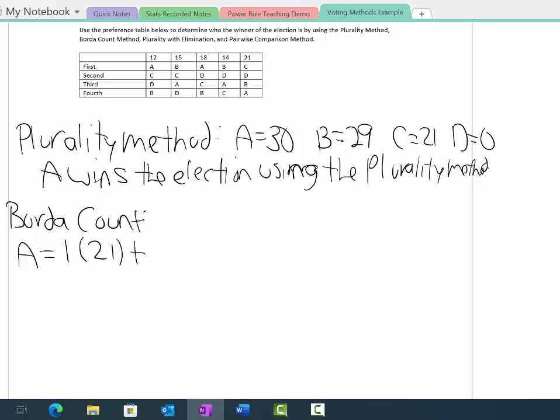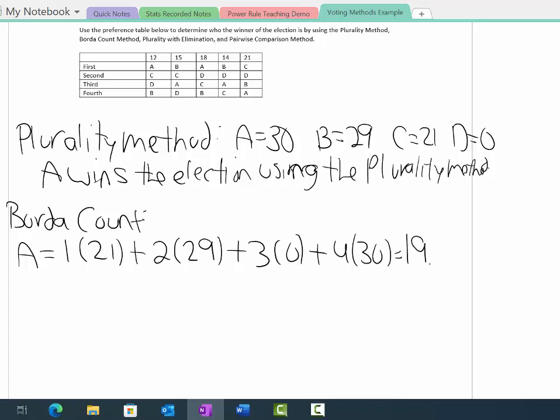Plus, how many third place votes? That's 15 plus 14, that's 29. So you get 2 points for every third place vote. Plus second place, that is 0. So 3 times 0. And then first place, that's 12 plus 18, that is 30. 4 points for that. Multiply and add, you get 199.